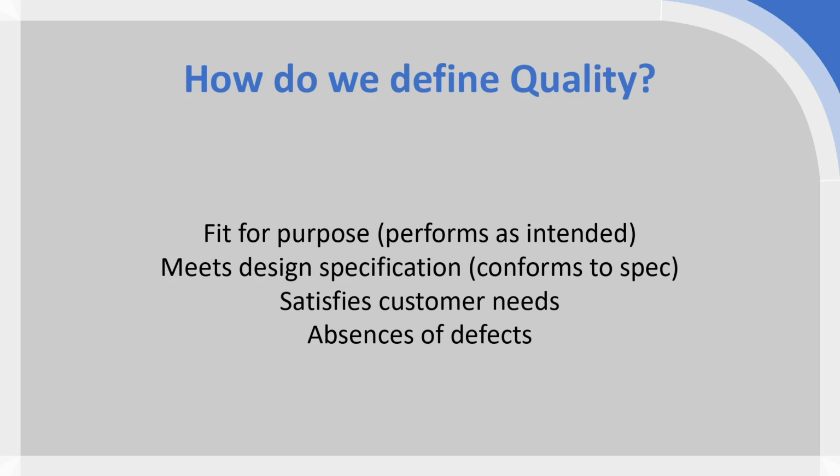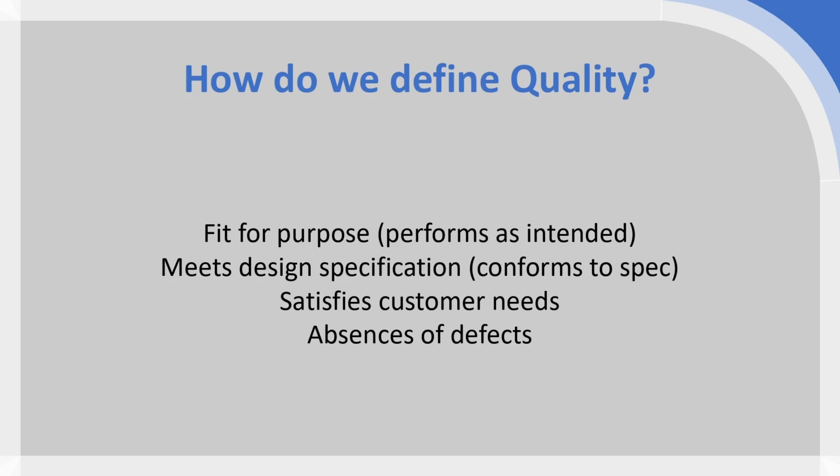And lastly, the absence of defects. This focuses on the production of the product or service, and if the product or service is able to be produced with either a minimum of defects or an absence of defects, then it's said to be a quality product or service.